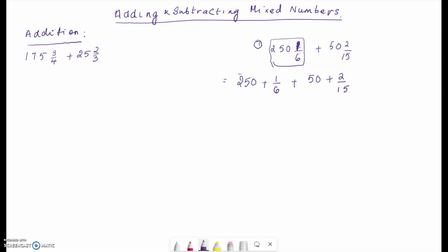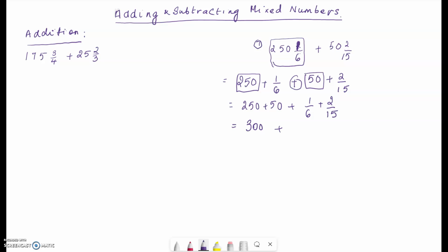So that way we can take the whole number, add it to the whole number because it's a plus. So 250 plus 50 is what we're going to do next. Plus, and then we'll deal with the fraction separately. So we have 250 plus 50, which is 300, plus, and now we have to combine the two fractions by addition.